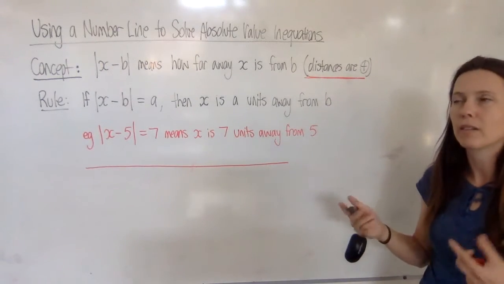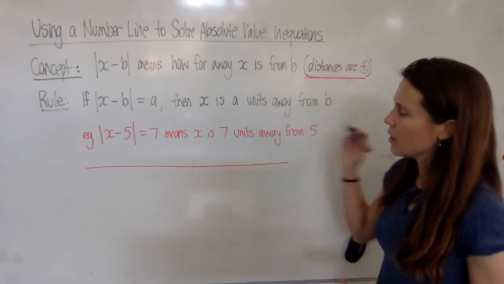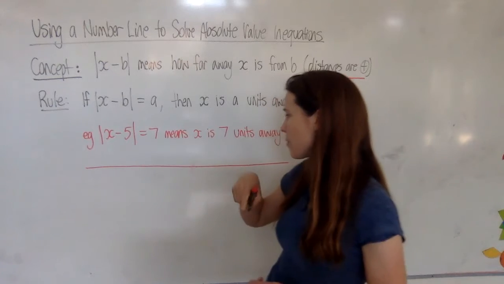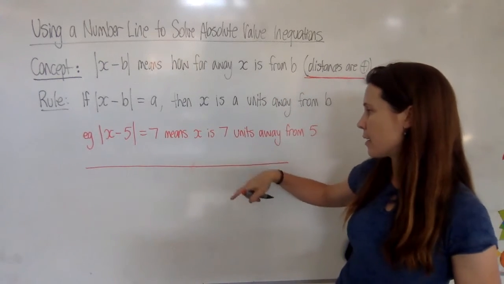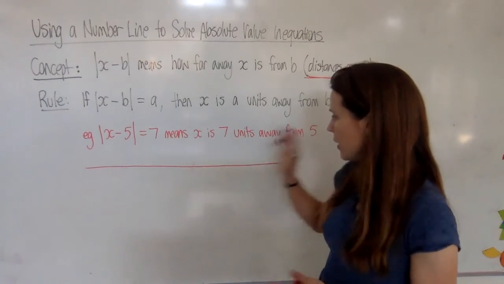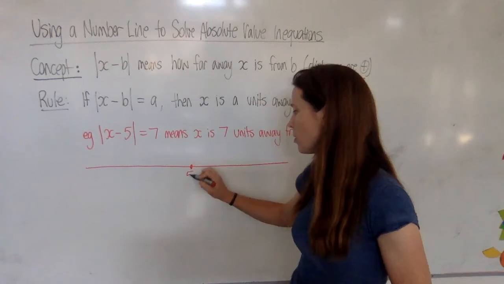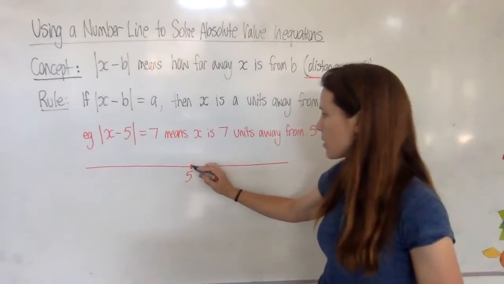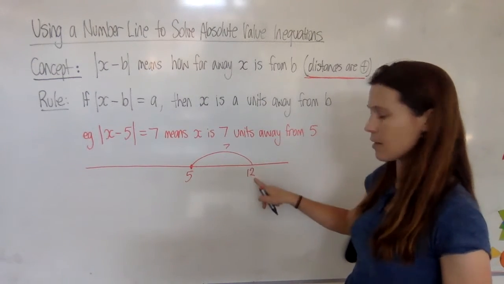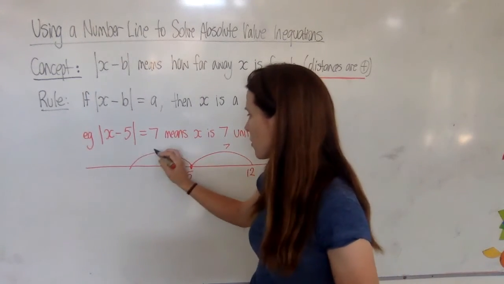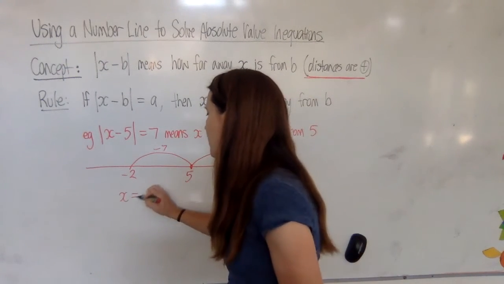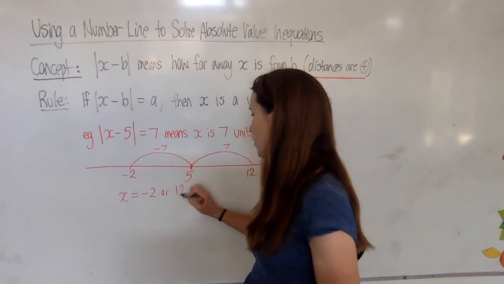Some people think, hold on, I've got to think that through and it takes them a little while. So let's do an example. If x minus 5, absolute value, equals 7, what that means is that x is 7 units away from 5. So the way you'd solve that, draw yourself a quick number line, put your 5 down in the middle, and say x must be 7 units away. So it's either 7 units bigger, and I can easily do 5 plus 7 to get 12, or it might be 7 units smaller, in which case it's going to be minus 2. So then I get my two answers, x is minus 2 or 12.